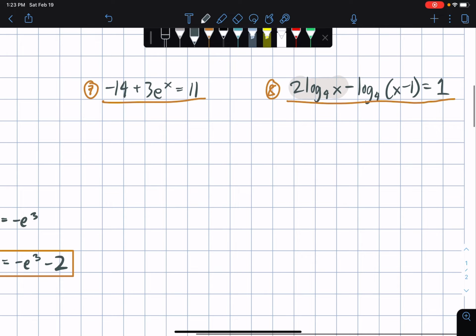For number 7, all we have to do right now is to transpose all the constants to the right side. So negative 14 will become positive 14, then you add it with 11, 24, 25. Divide both sides by 3. We get e raised to x is equivalent to 25 over 3.